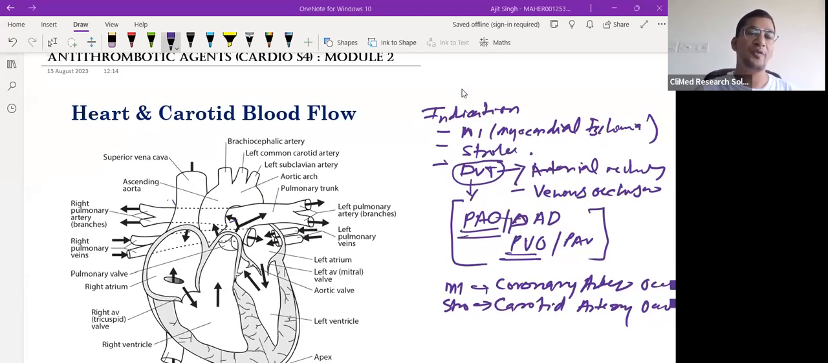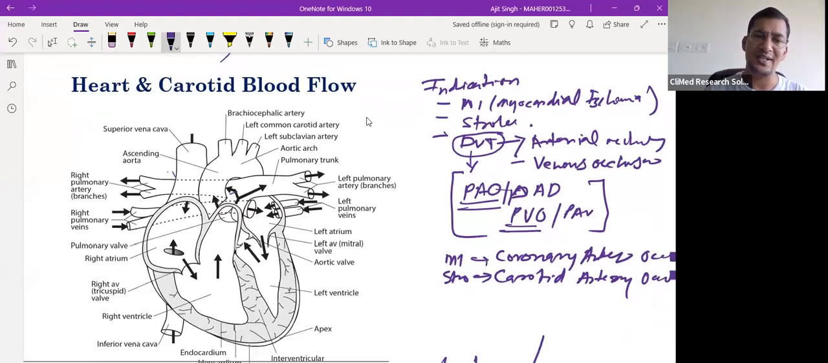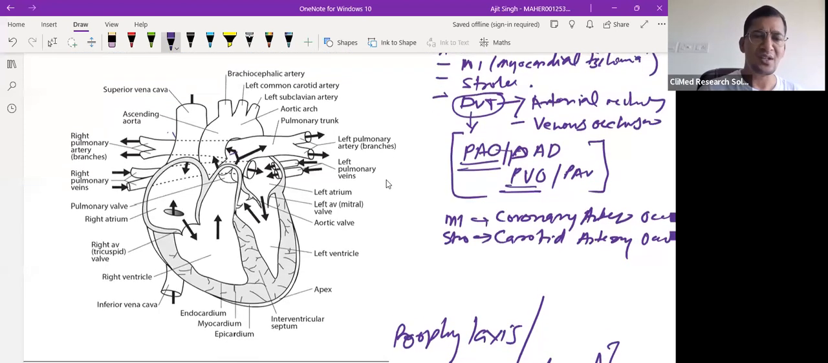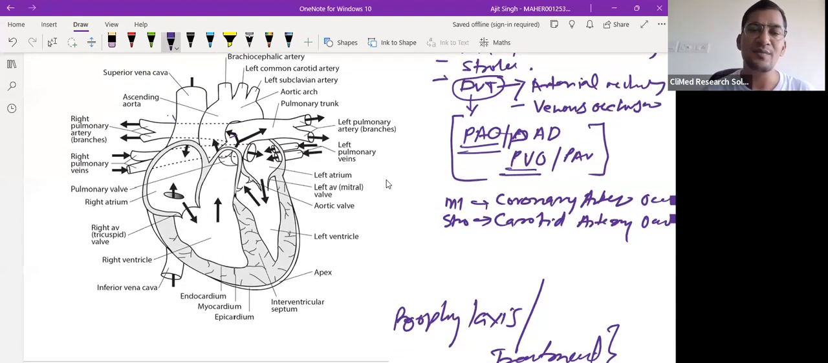So now, before going to the title of today's topic, as we can see here, antithrombotic agents, let's understand a little bit about the heart, because there are many new people joining us today. Many of you who were with us from cardio series 1, 2 and 3 know what the heart is, how it works, what the chambers of the heart are, and how the blood flows through the heart. So let me tell you again, just 2 minutes, how the heart and blood flow work.